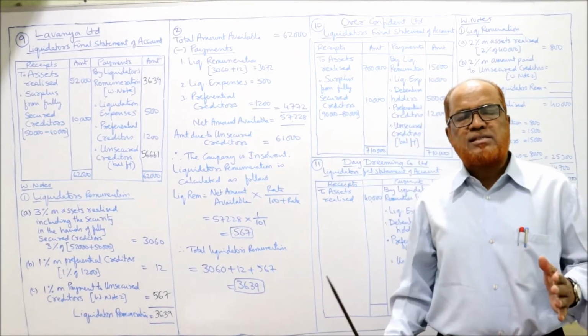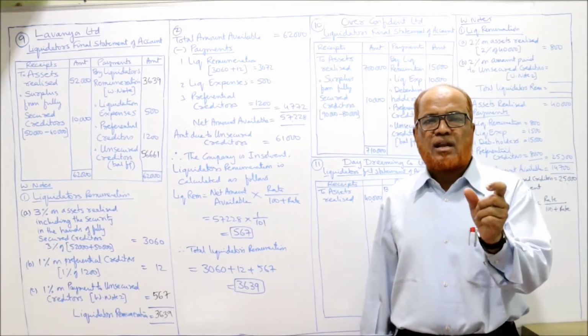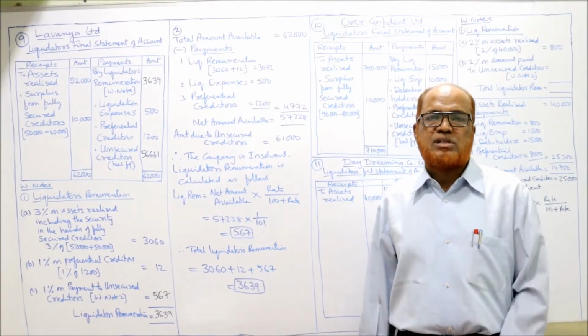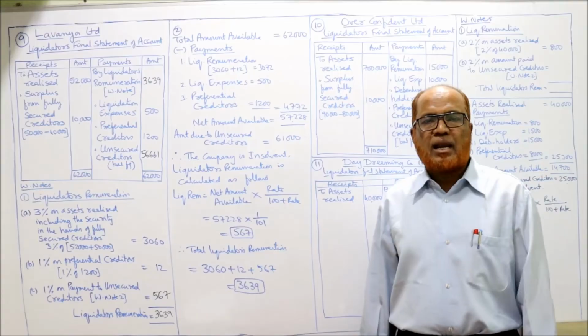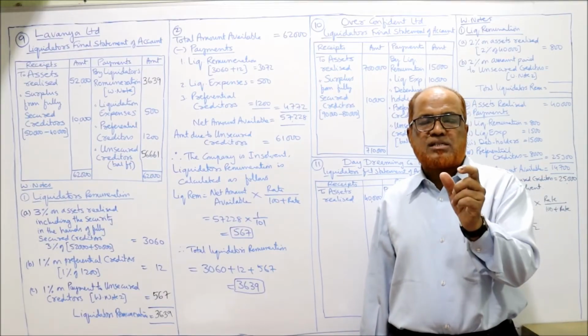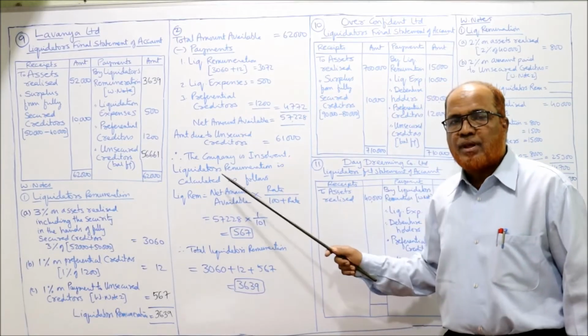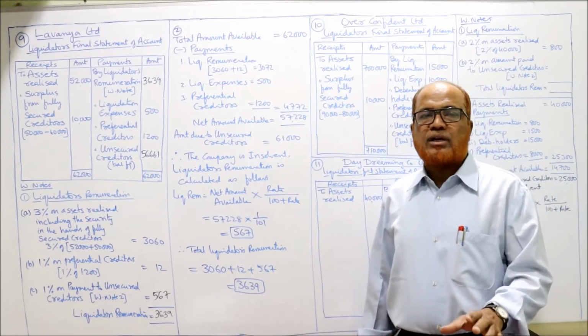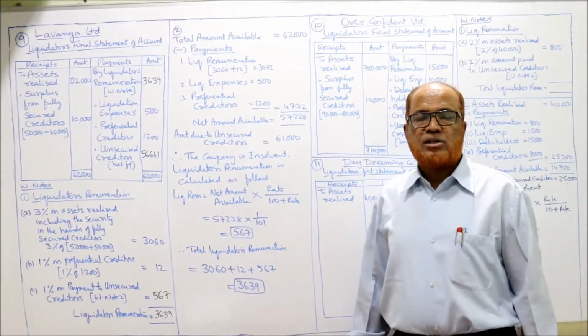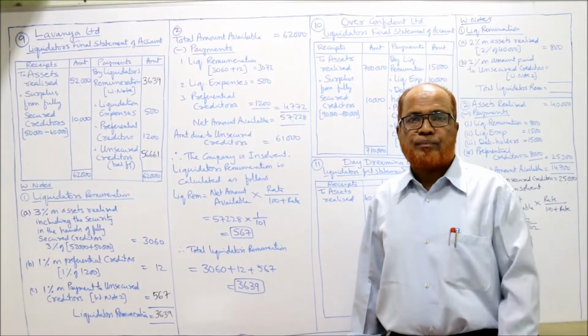This problem is very simple because the liquidator's remuneration is given in the problem itself. There is no need to calculate. In the previous problem, liquidator's remuneration was not given, so we calculated it in working notes. But in this problem, it is directly given. So the only thing is we have to keep the order.